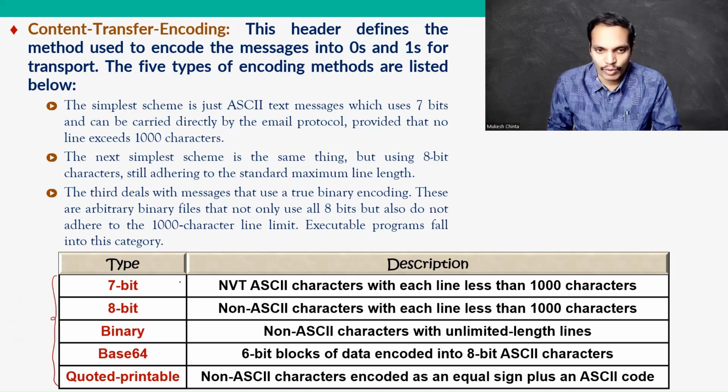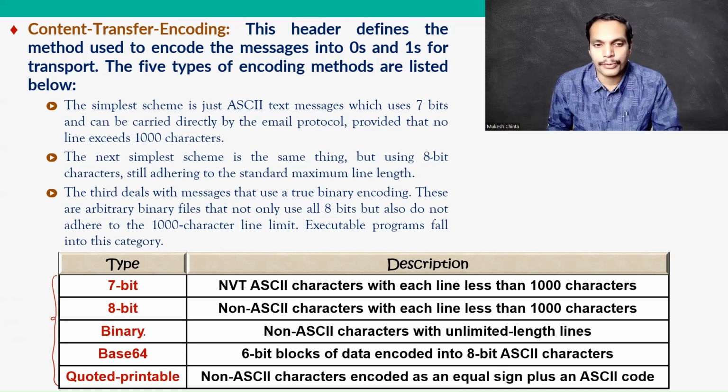The first one is straightforward. It is the simplest scheme. ASCII characters are simply transmitted as ASCII characters. The 7-bit NVT ASCII characters are used. The only constraint is that any line should be less than 1000 characters. More than 1000 characters, you have to start another line. The second one is 8-bit. In this, you still adhere to the 1000 character limit, but you are able to send 8-bit, non-ASCII characters with 8-bit representation.